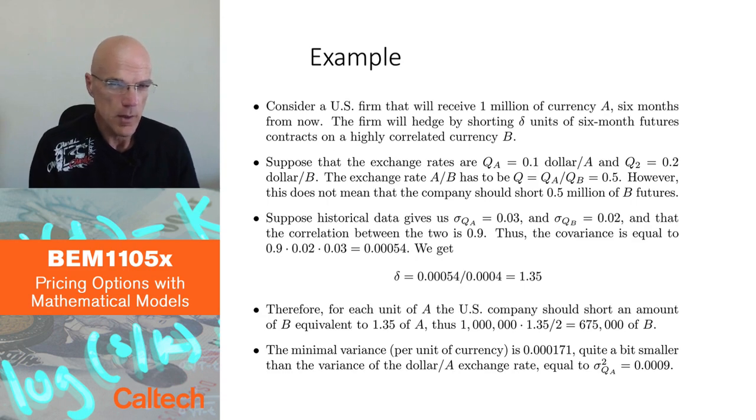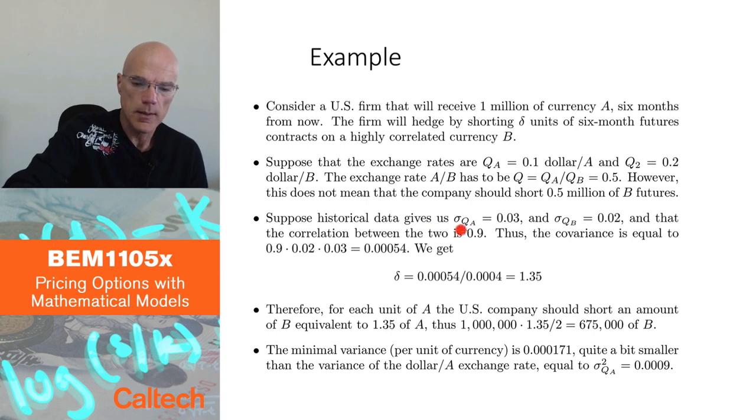So let's assume that we have historical data from which we can just do usual statistical estimation, and suppose that we get from historical data that the volatility, the standard deviation of the exchange rate of currency A is 3%, 0.03, and of currency B is 2%, 0.02. And suppose that we also estimated the correlation to be 0.9, high correlation.